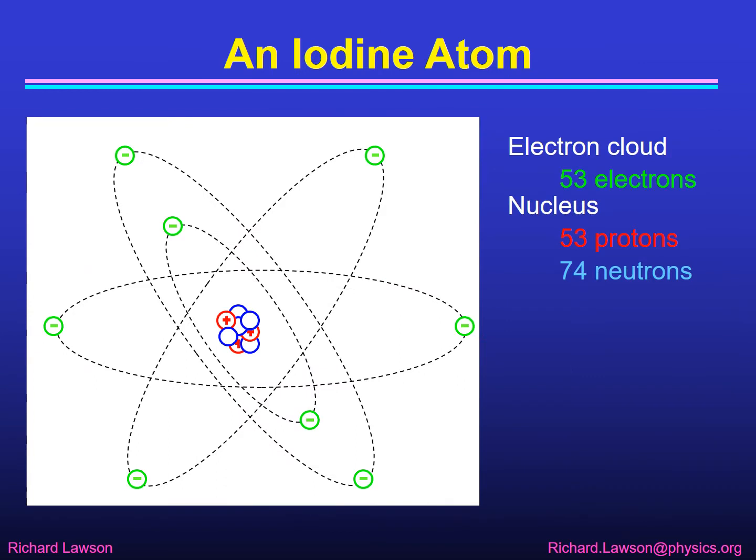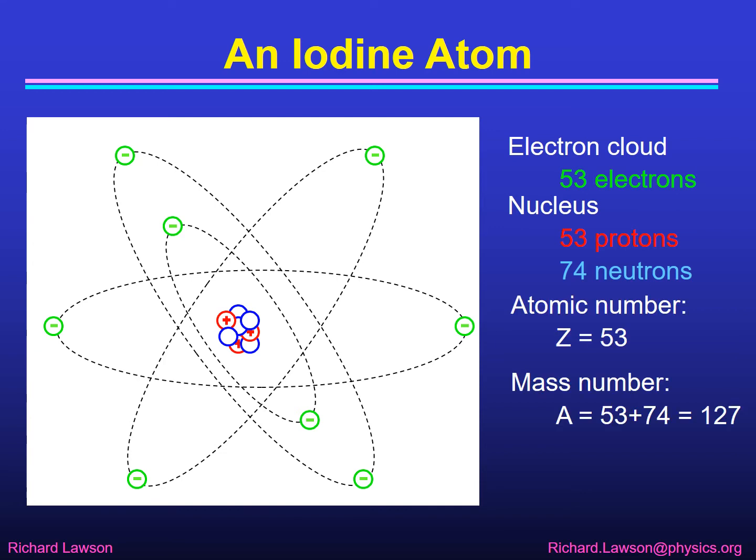So if we take an example of an atom like iodine, iodine has 53 electrons surrounding the nucleus, and in the nucleus we have 53 protons and 74 neutrons. So that means that the atomic number Z, 53, describes the chemistry of this. It's got 53 electrons. That describes how it will combine with other atoms, because it's the electrons that do that, and that's balanced by 53 protons in the nucleus. So 53, the number of protons, is its atomic number.